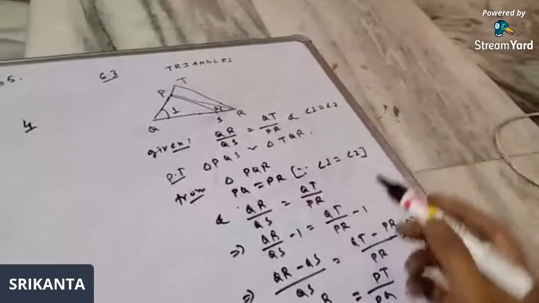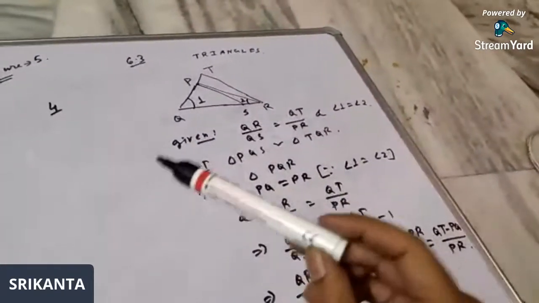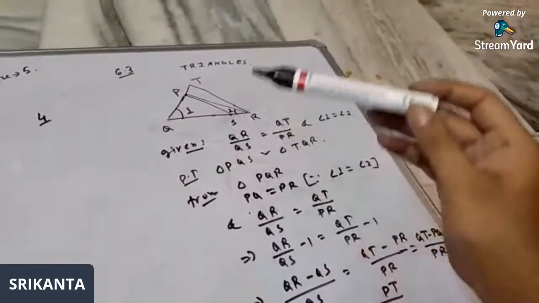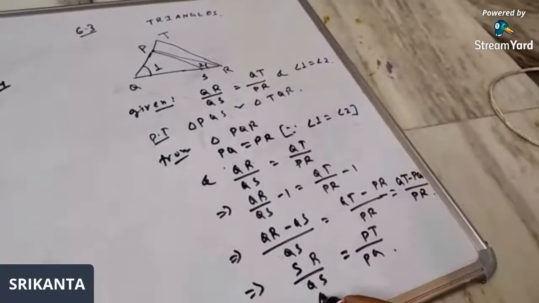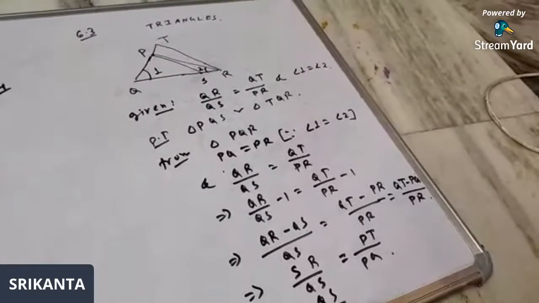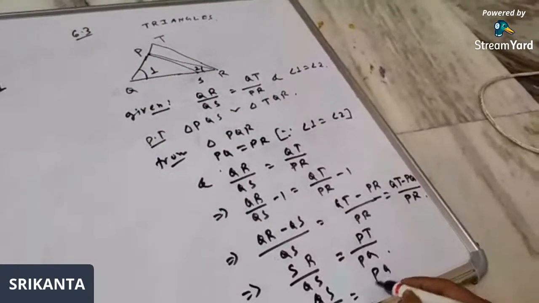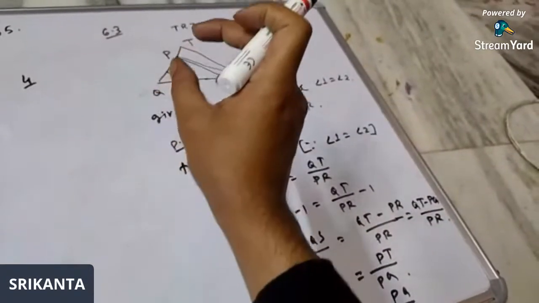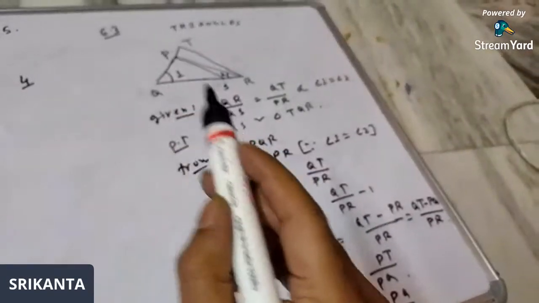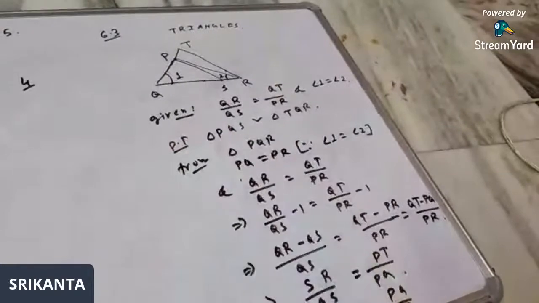So what you have, just imagine SR, just reverse it. At first just reverse it. So we have QS by SR is equal to PQ by PT. Now see, QS by SR is equal to PQ by PT. So therefore PS divides QR and PT in the same ratio.